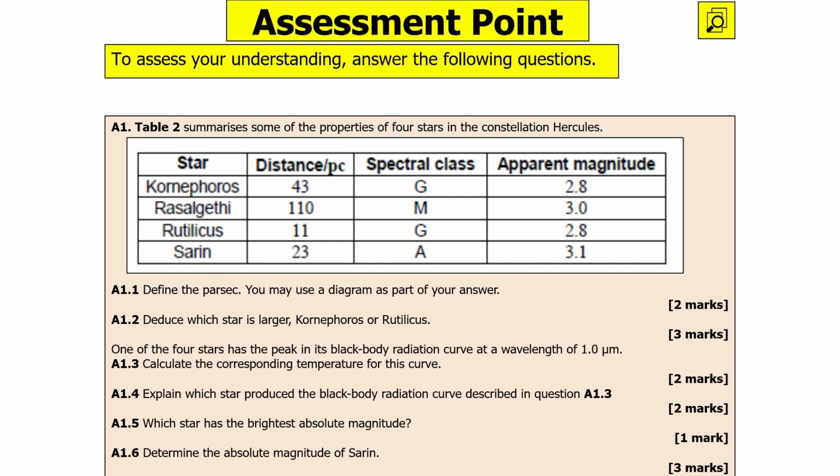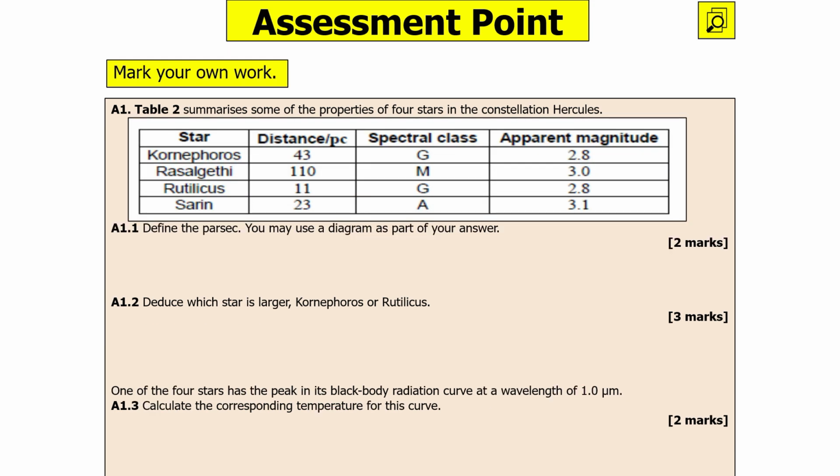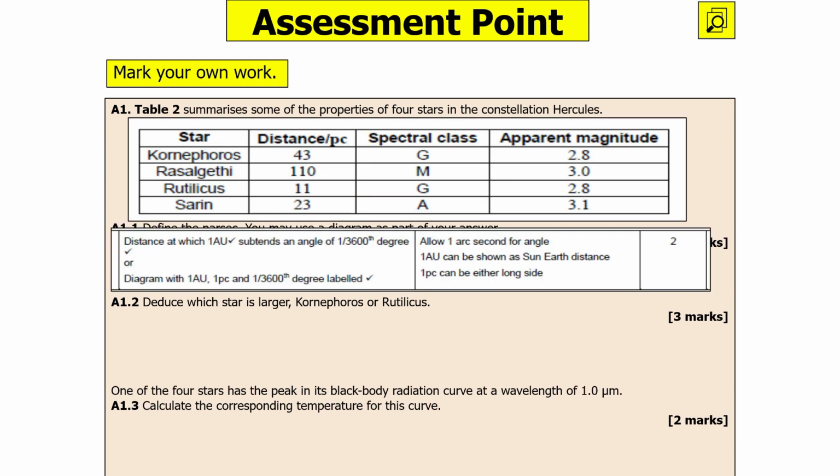So pause the video now, then unpause the video when you want to go through your answer. Right, as I said before, you can define the parsec as the distance at which 1 AU will subtend an angle of 1 arcsecond, which is 1/3600th of a degree, or you could draw that right angle triangle with 1 AU, 1 parsec and 1 arcsecond on your diagram.